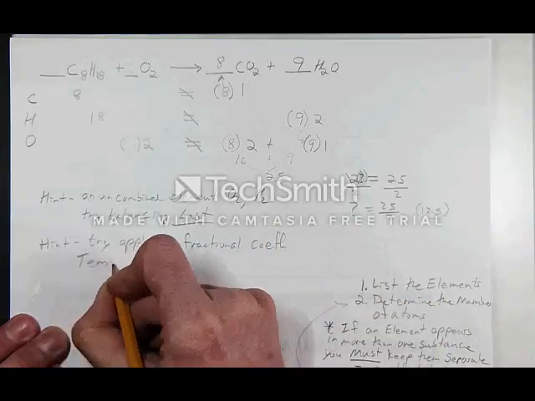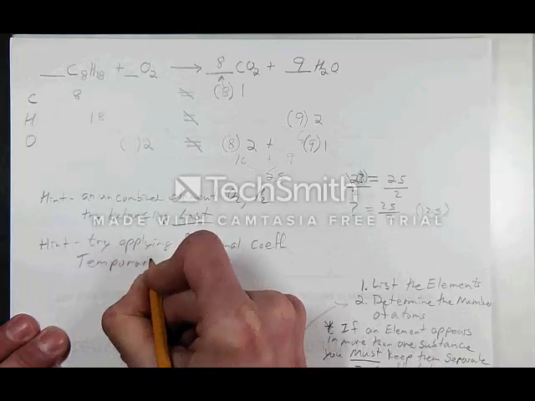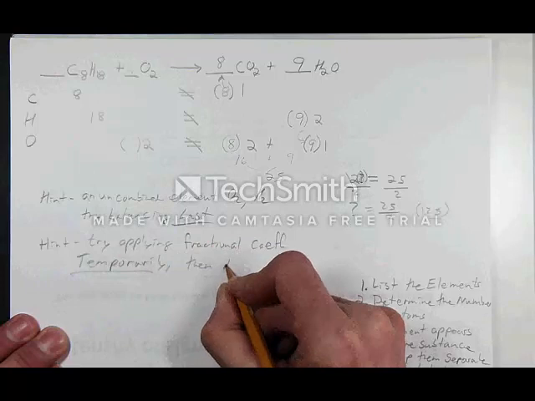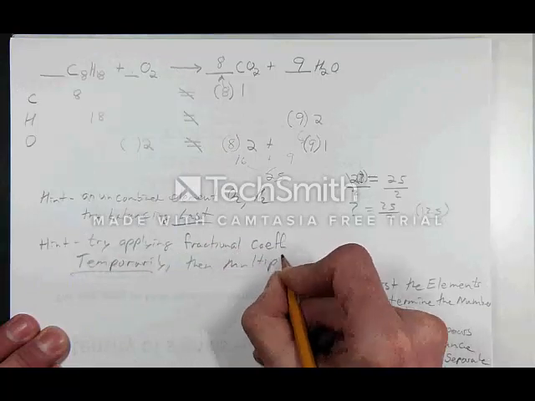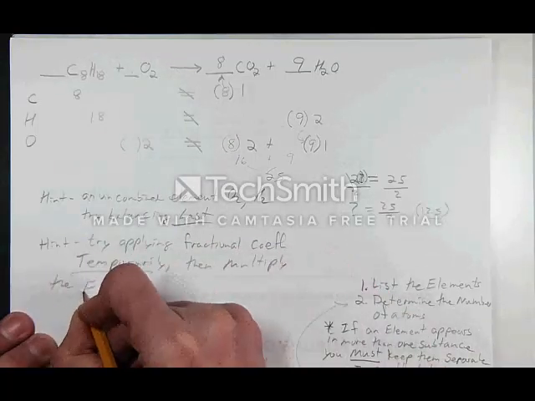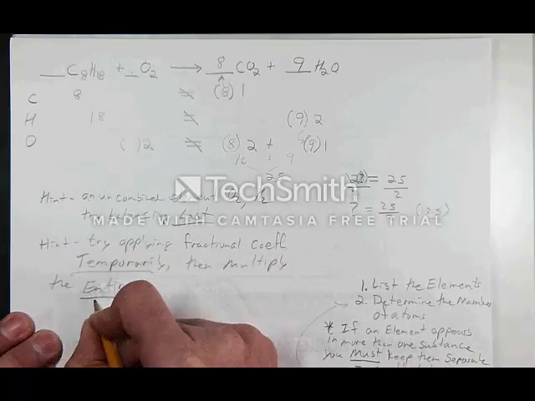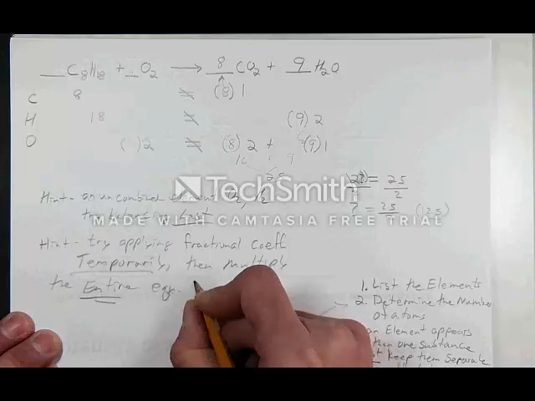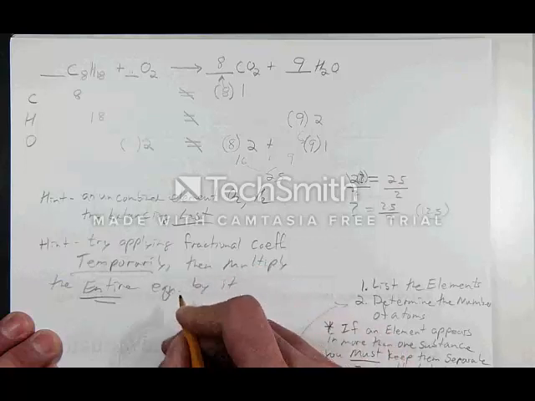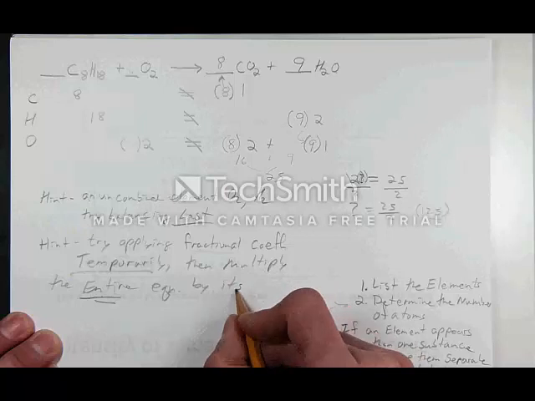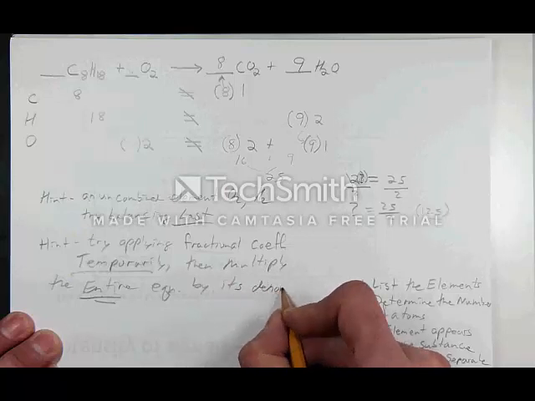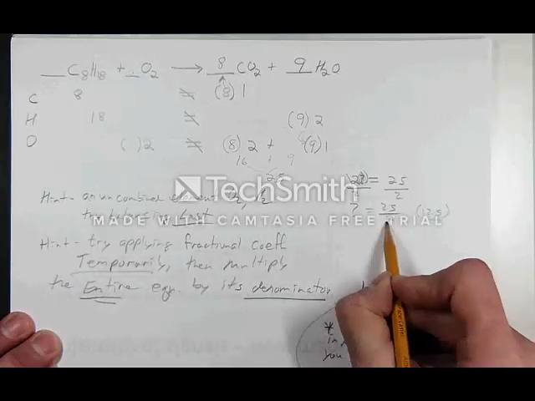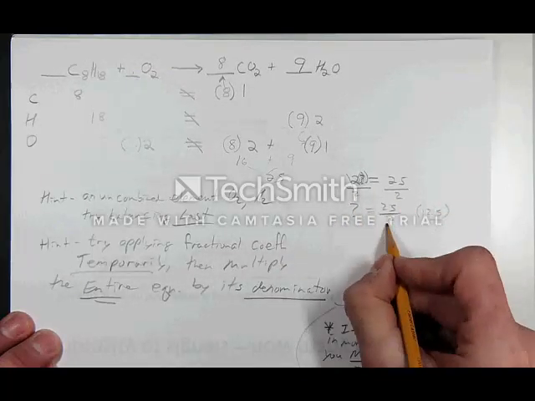This is what we have here, and this is just temporary. Then multiply the entire equation, the entire reaction, by this fractional coefficient's denominator. All right, well, the denominator is 2. So I'm going to apply this 25 halves.